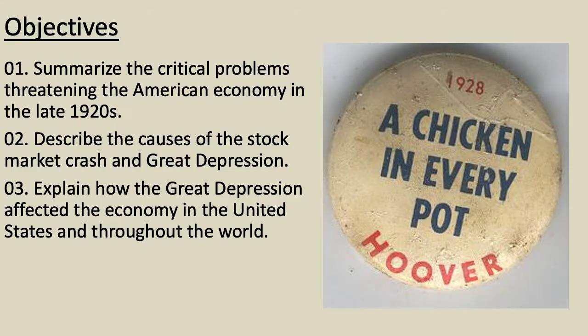We have 3 objectives today. By the end of this class, you should be able to summarize the critical problems threatening the American economy in the late 1920s. You should be able to describe the causes of the stock market crash and the Great Depression. And you should be able to explain how the Great Depression affected the economy and the United States throughout the world. But let's begin in Roman numeral number 1.